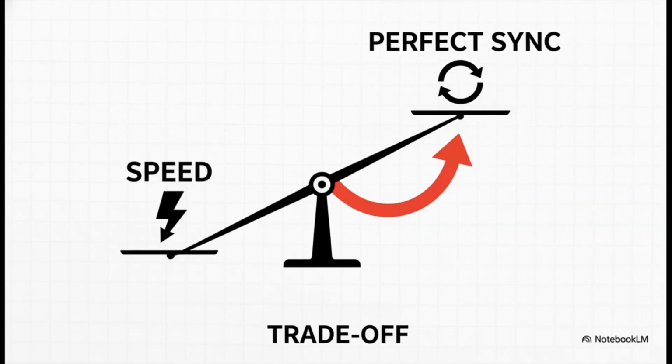But there's a price to pay for all that speed. And the price is perfect synchronization. The system basically says, okay, I'm going to be super fast, but sometimes the alert is going to get there first, and that's what creates that weird, confusing moment for you.